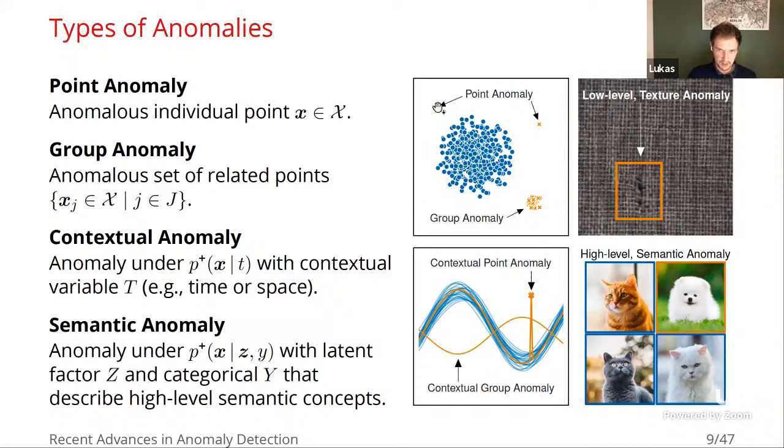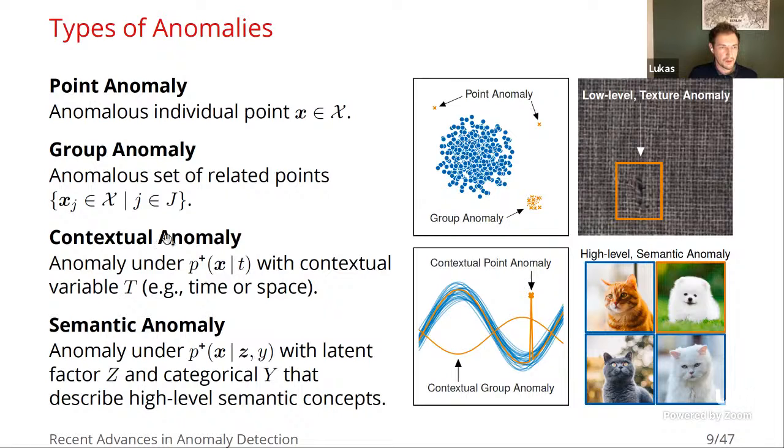So shown here in the upper left image, those individual single points that deviate from the majority of points. Group anomalies are a set of related anomalous points. So for instance, here, a cluster of anomalies. This is, for instance, relevant in network intrusion detection if you have similar types of attacks.